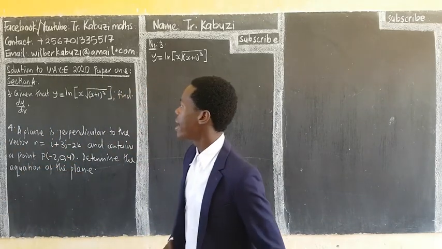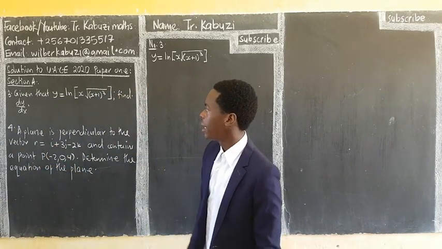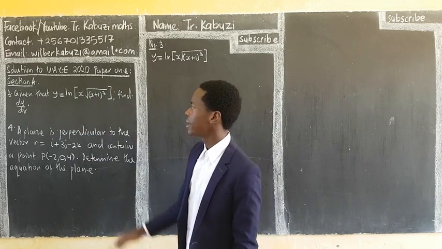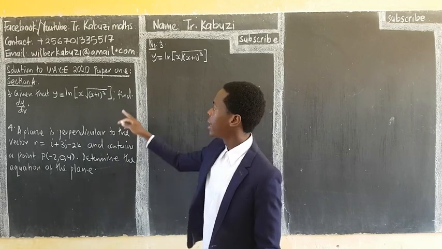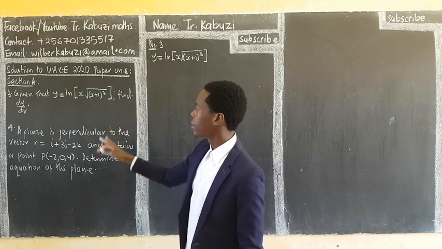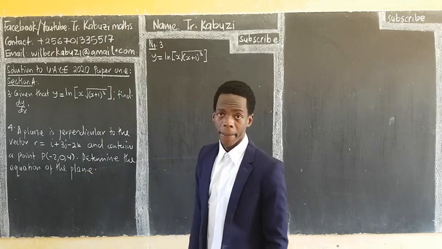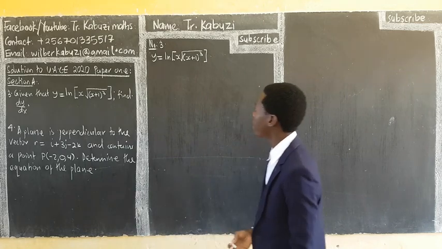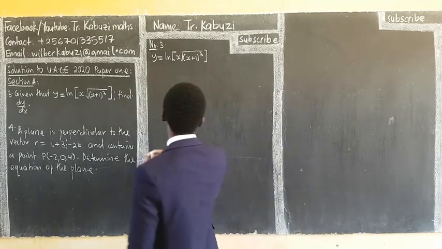Here now we have our number 3 and then number 4. Given that y is equal to this, find dy/dx, then here they are giving us a vector. So number 3 is falling under differentiation, and number 4 is falling under vectors. To differentiate this, we first of all use properties of logarithms and indices.